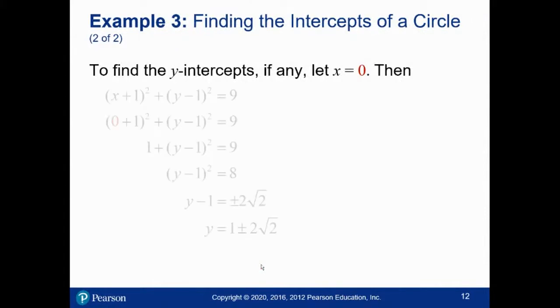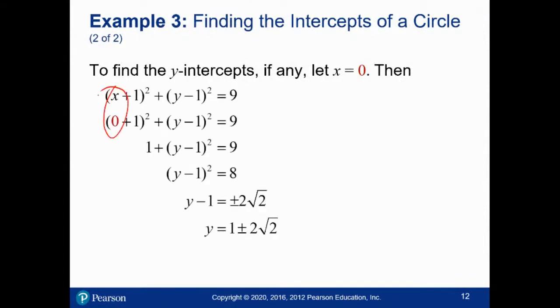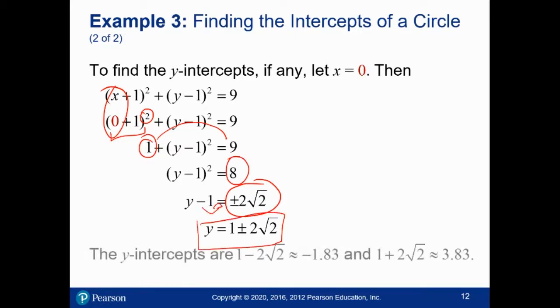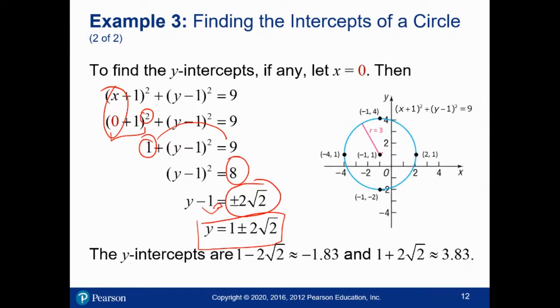To find the y-intercepts, we do the same thing. Let x equal 0. So over here, we just plug in x equals 0. What's 0 plus 1? It's 1. Squared is 1. Subtract that over. I get that 8 again. So again, we end up with plus or minus 2 root 2. Then I move the 1 over, and we get 1 plus or minus 2 root 2, which are pretty much the same things. So we found some intercepts. Good. Here's the same circle we've been looking at. Here is its center. Here's its radius. We found these intercepts and these intercepts right there.